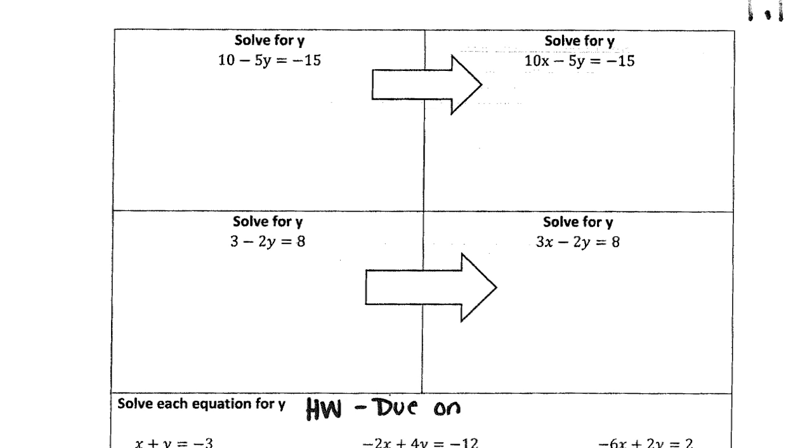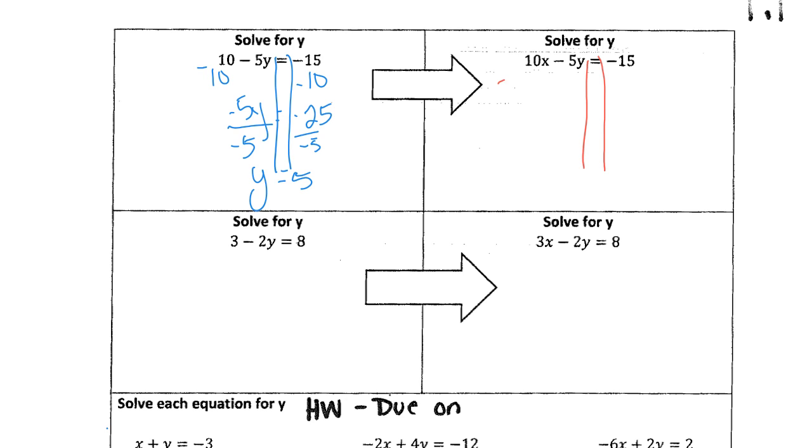We're going to solve for y in this first column. So I'm going to start by subtracting 10. -5y equals -25. And then I still need to get that y alone, so I'm going to divide both sides by -5. So I get y equals 5. Now in this other column, there's nothing really that different, except that there's that x, which doesn't really change anything. It all works the same way.